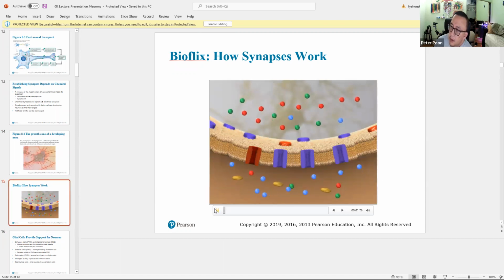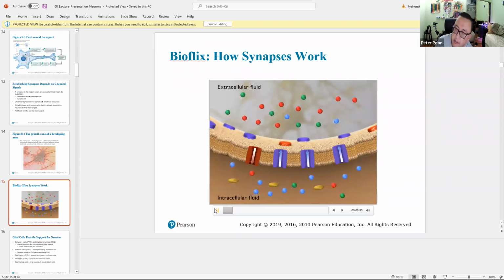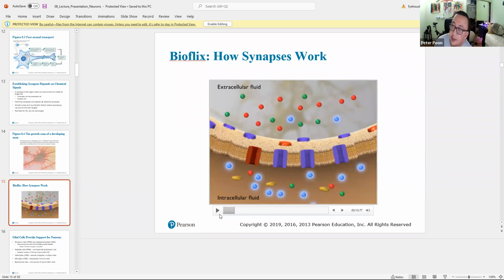As you have seen, concentration gradients drive sodium ions into the cell and potassium ions out of the cell. However, potassium diffuses.